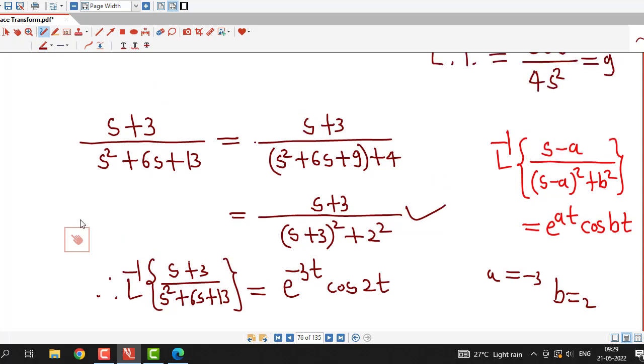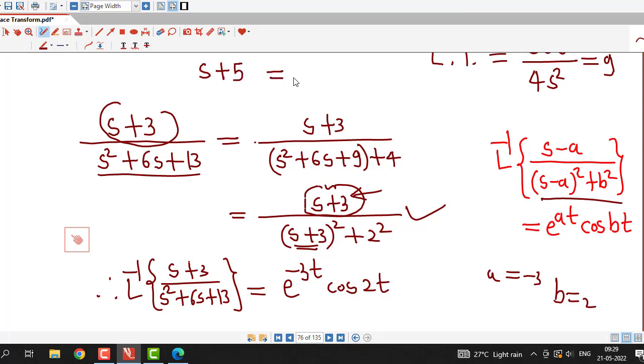So here in the numerator I am having s, and first I write my denominator in this form, and then I check whether s plus 3 is present here or not. If s plus 3 was not present here, then I have to rewrite this in another form. Suppose my numerator was s plus 5, then because it was s plus 5, I have to write s plus 5 as s plus 3 plus 2.